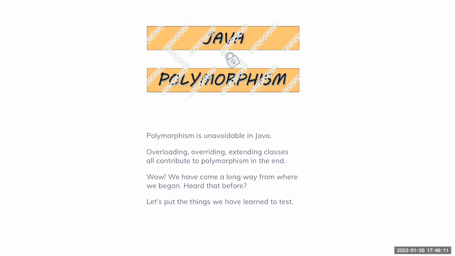Extending classes all contribute to polymorphism in the end. So remember these concepts. These are going to help you when you are doing a project in real time. There are so many places where we actually use these overloading and overriding concepts.